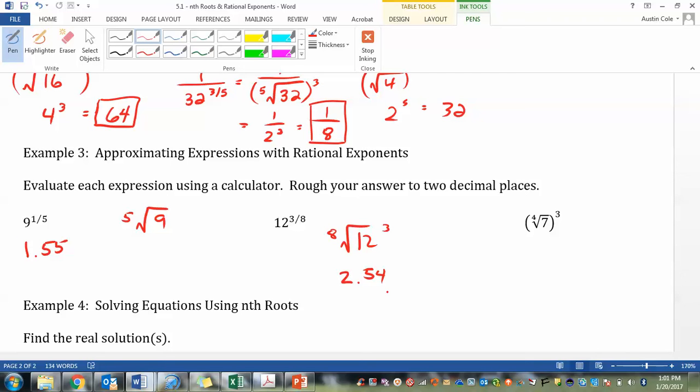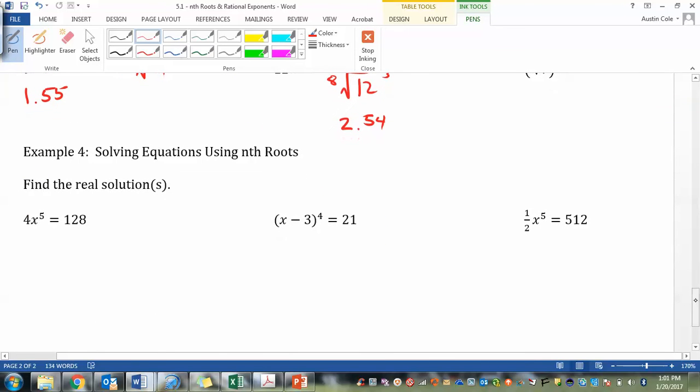Okay. The last part is solving some equations. Okay, and it says find the real solution. So again, we're thinking, hey, there's not going to be imaginary numbers. But here, how do I solve that first one? Yeah, we're going to divide both sides by 4. And so I'm going to get x to the 5th power equals, I think that's 32, right?